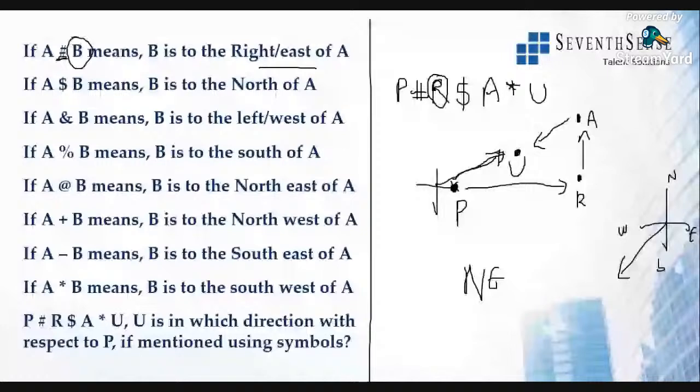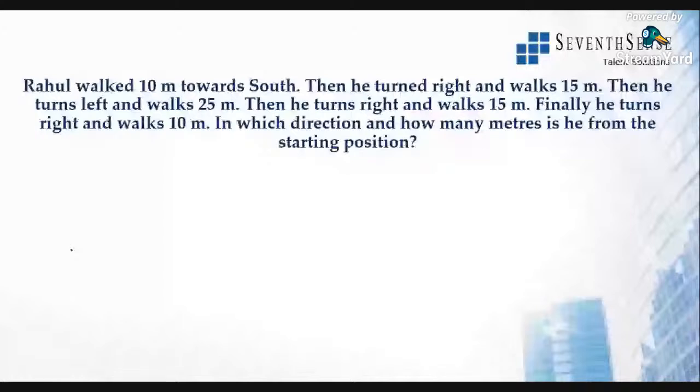Okay, there you have the question. Rahul walked 10 meter towards south. Then he turned right and walks 15 meters. Then he turns left and walks 25 meters. Then he turns right and walks 15 meters. Finally, he turns right and walks 10 meters. In which direction and how many meters is he from starting point? I'll just go ahead with the starting point here.